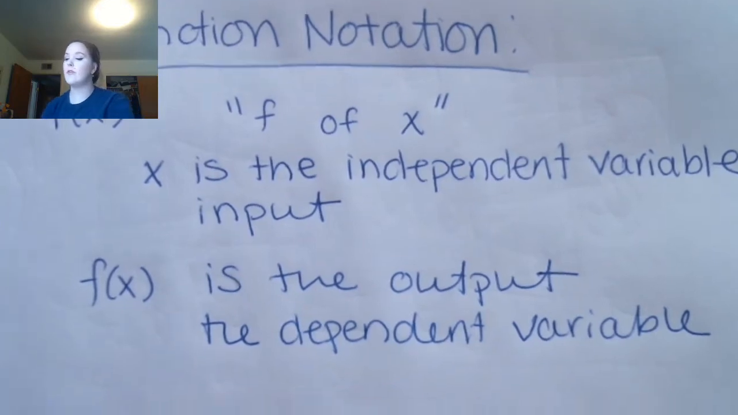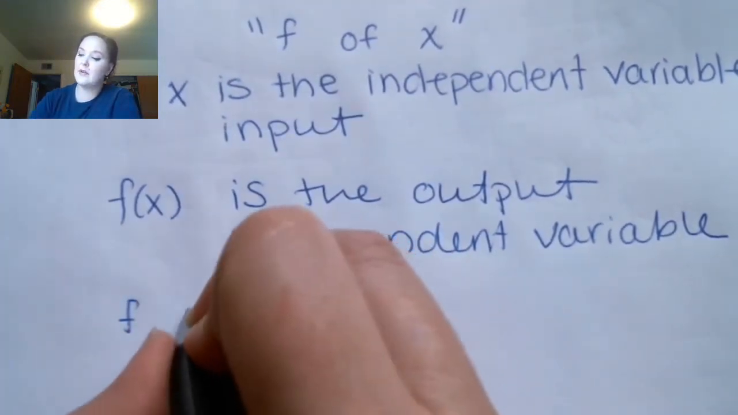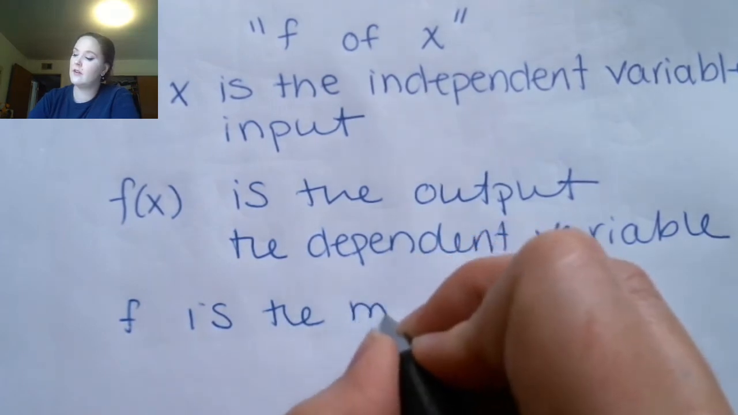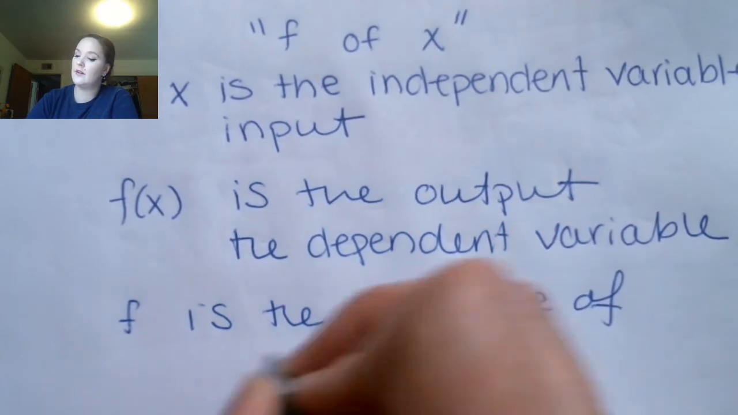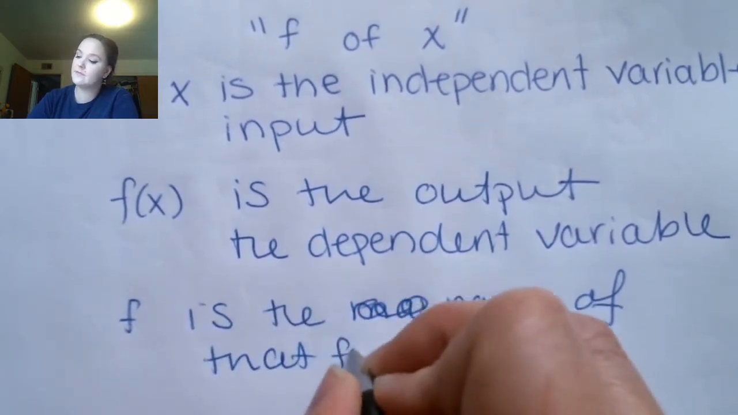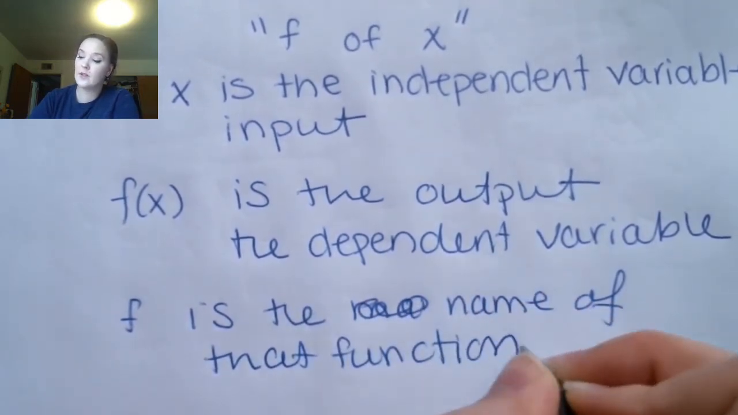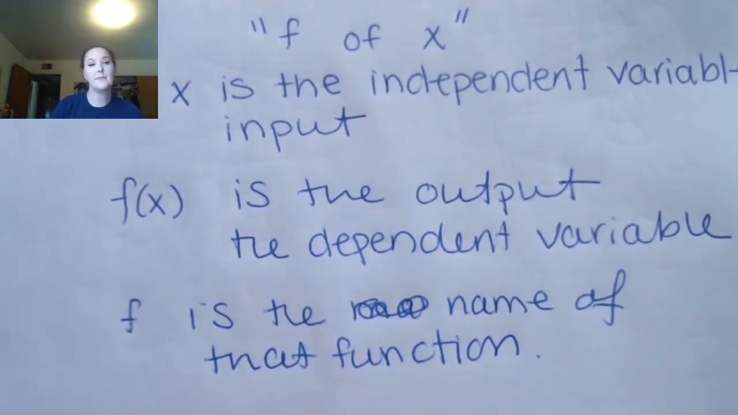then what is f? Okay, f is just the name of that function. Okay, it's neither. It's not the input, it's not the output, it's just the name of the function. Functions have different names. This one is named f. Other common names for functions are g, h, and then variables that represent what you're talking about: C for cost, h is usually for height, that kind of thing.